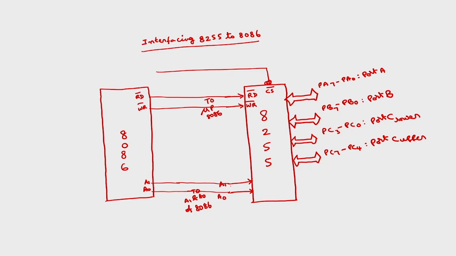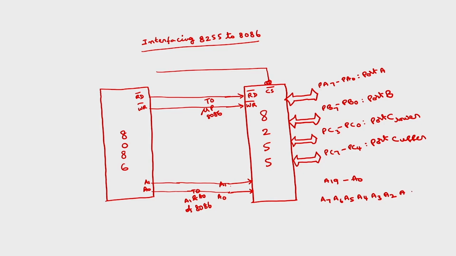Now, how to find out this chip select signal? Here we have a total of 20 address lines, A19 to A0. Out of this, A0, A1 I have connected to A1, A0 of 8255. I will use these port addresses as only 8-bit. You can use 16-bit also. So, in that case I will use only the lower order 8 bits of this address bus. So, what are the lower order 8 bits of the address bus? A7, A6, A5, A4, A3, A2, A1 and A0.